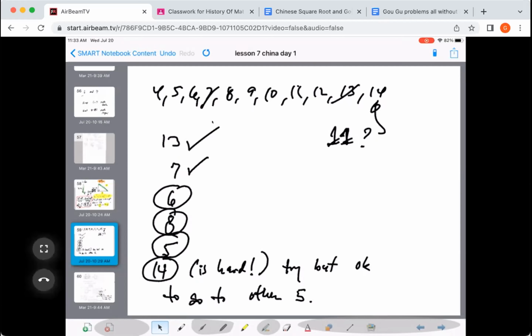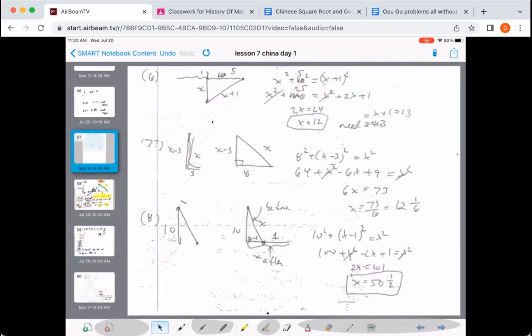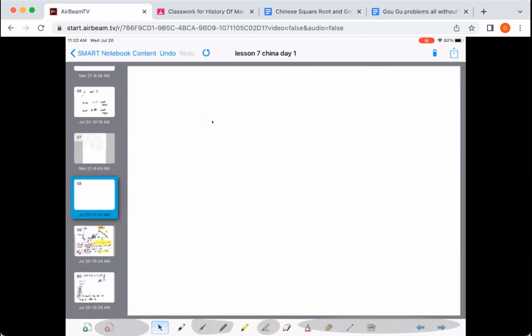Let's see, for number 6, let's see which one that is. Oh yeah. So for number 6, it looks like this. That's the reed. And we know that it's sticking out 1 above the river. If I want to know how long the reed is, I can call this whole thing X, which would make this little piece 1 and this little piece X minus 1. You could also call the smaller one X and the bigger one X plus 1. Just know they're asking about the reed.